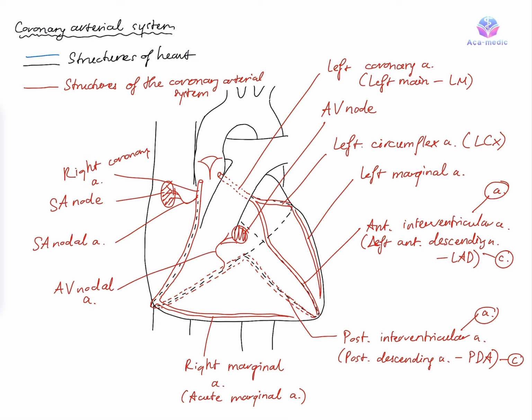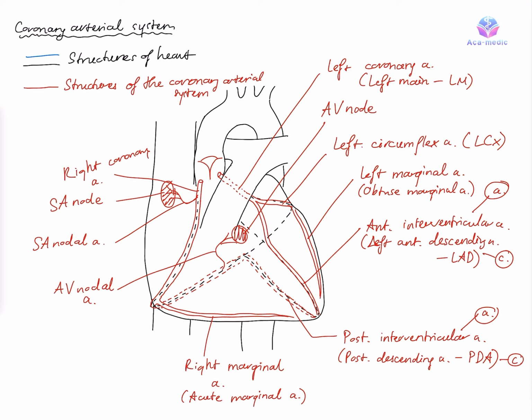There's another name for this one though. We also call it the obtuse marginal artery in a clinical setting. Why? For a reason that I will not divulge in this video because it would take too long, the left margin of the heart is also called the obtuse margin. And therefore, the left marginal artery is also called the obtuse marginal artery.